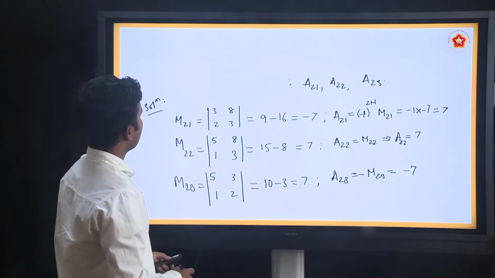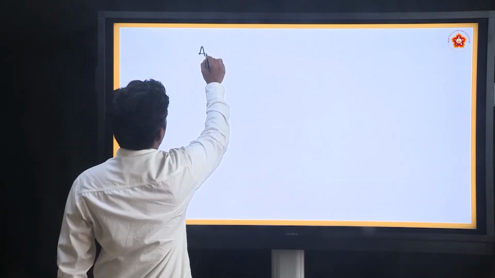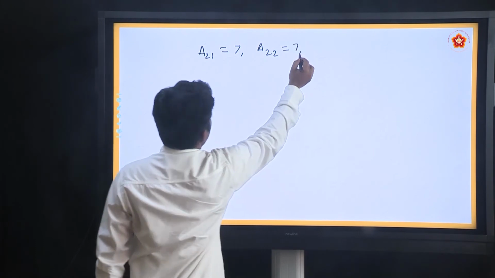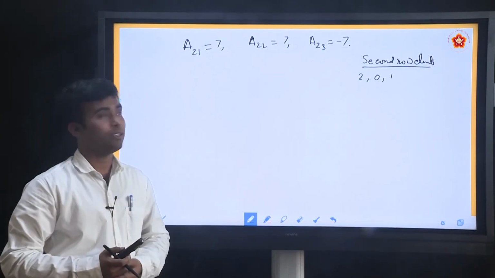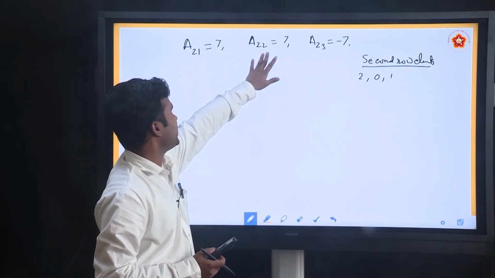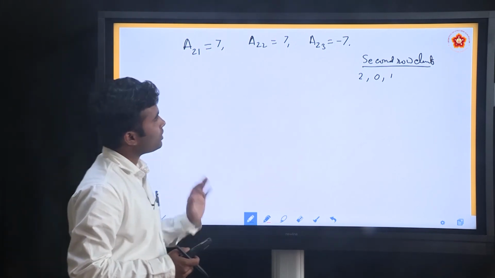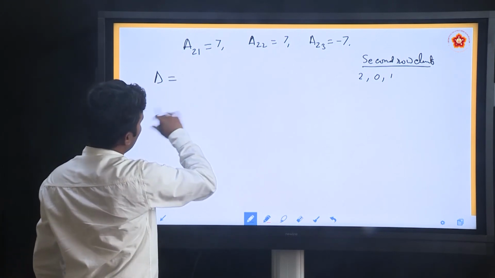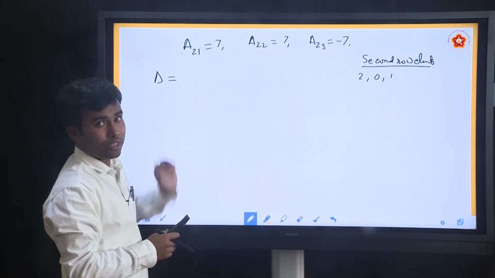So, A21 is 7, A22 is 7 and A23 is minus 7. See, we have found out the cofactor elements: A21 is 7, A22 is 7 and A23 is minus 7. And the second row elements are 2, 0, 1. Understand? See, we are expanding the determinant along row 2. That means the sum of the products of the second row elements with the corresponding cofactor elements of the second row.